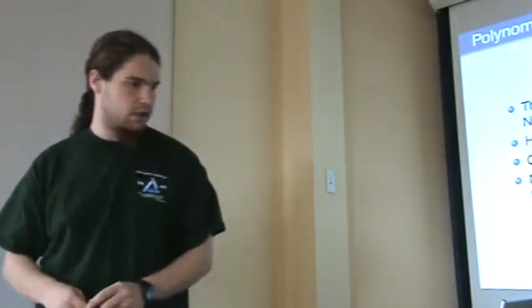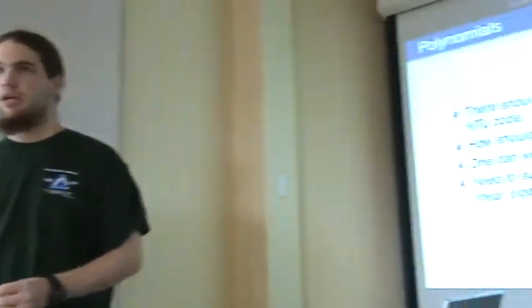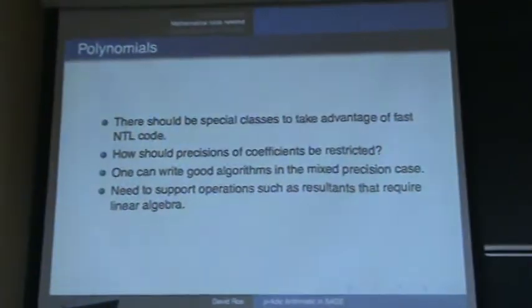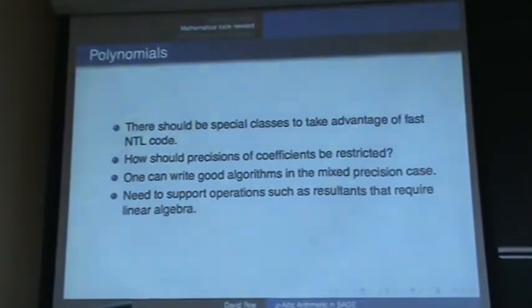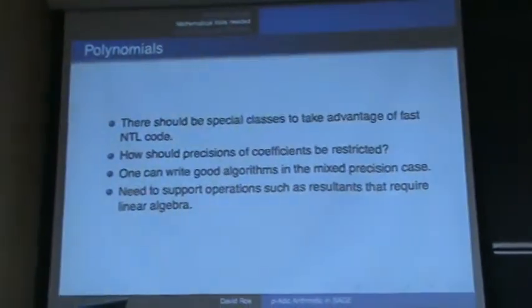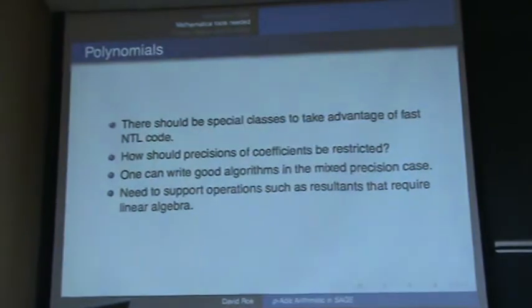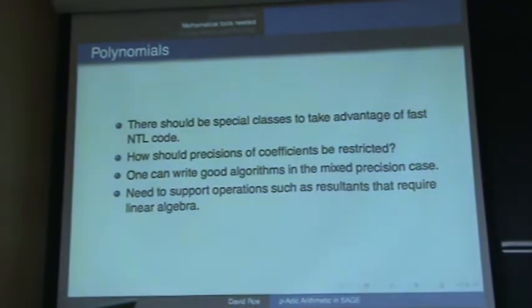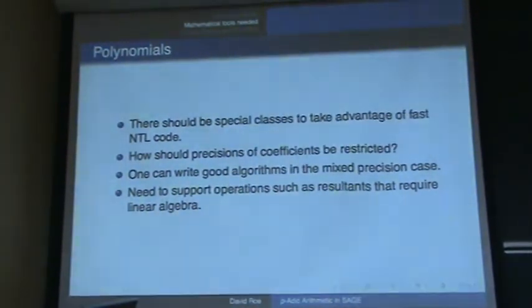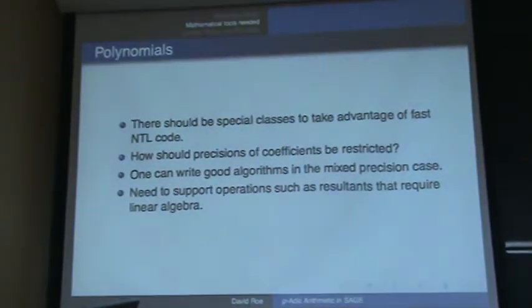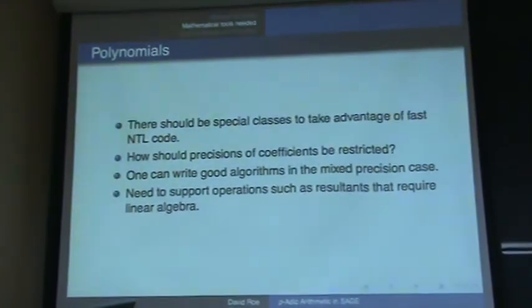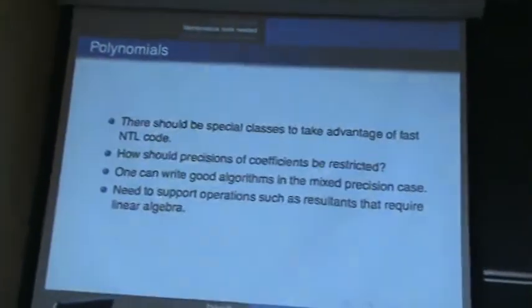Polynomials. So there should be special classes over Q_p and over the unramified and totally ramified extensions of Q_p, because there we can use NTL directly. Otherwise, we can use just Sage polynomials, but there are some issues with precision we need to think about.